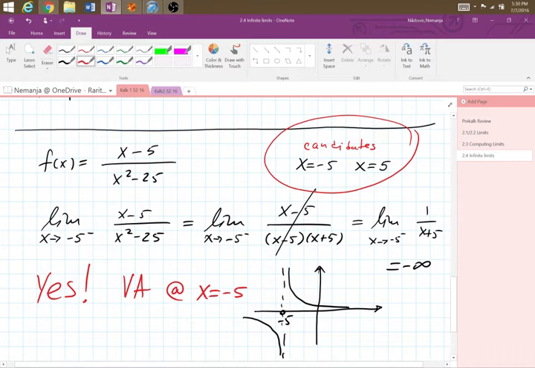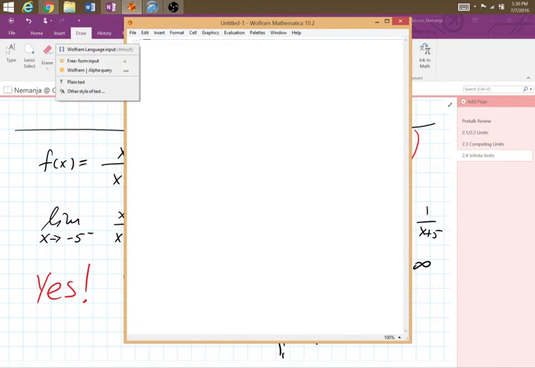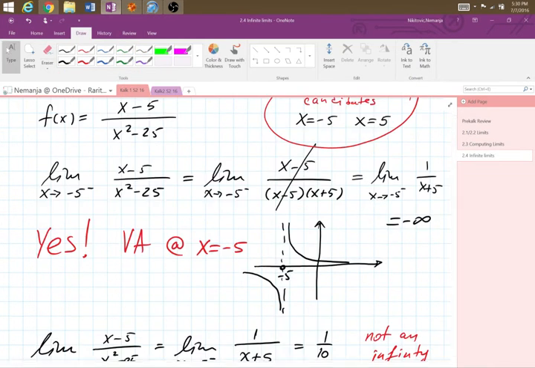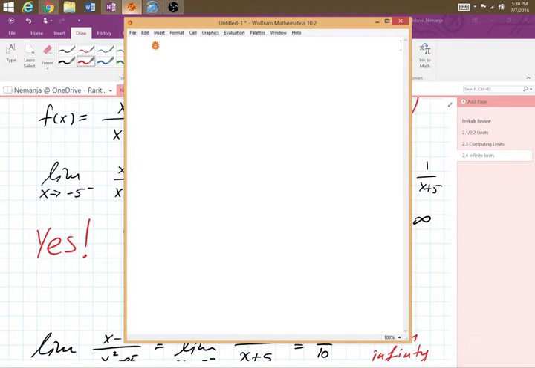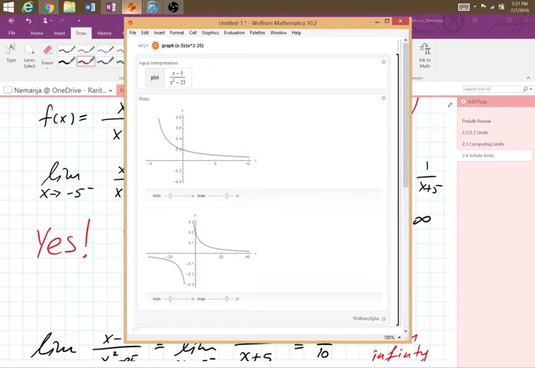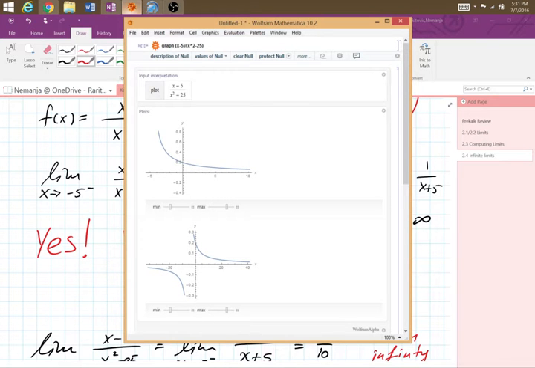Okay. Awesome. All right, let's go to Mathematica real quick. Take a look at the graph of this. The graph is this with a hole at 5. That's what it is. But let's show it. So graph x minus 5 divided by x squared minus 25. And as you can see, only one vertical asymptote.